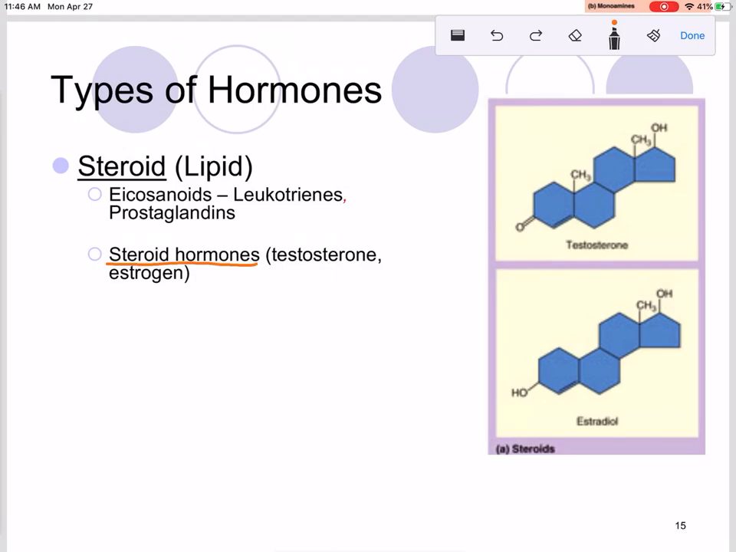If you want, have a quick look on the right at the structure of steroid hormones. They look very different from the amino acid ones, the peptide hormones. But look at testosterone and estrogen. Don't they look very similar? If I look at the right, OH, CH3, they're basically the same. My point is, they do have a very similar structure, just with minor differences.